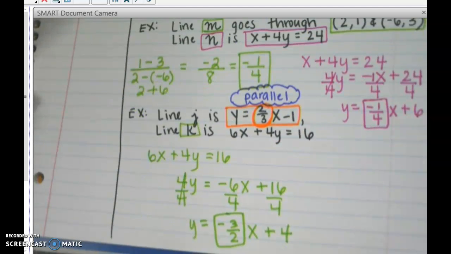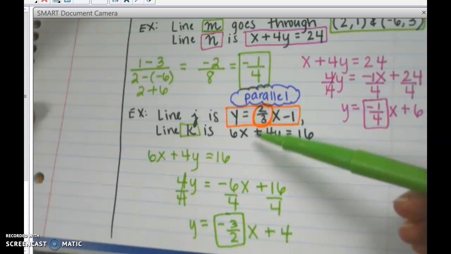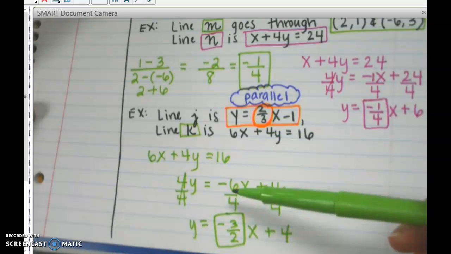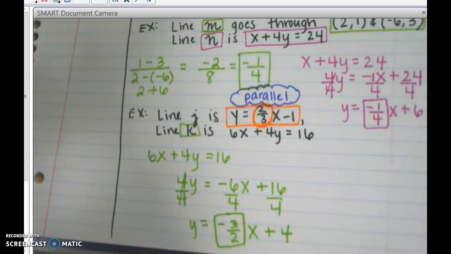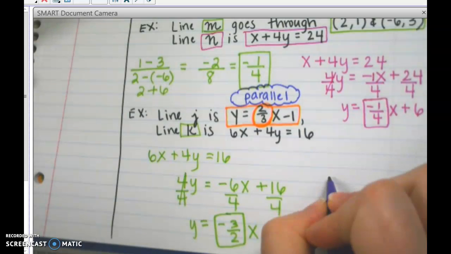Hopefully you said opposite reciprocals. One is positive, one is negative, so that's the opposite part. And it's reciprocal because the fraction flipped. So I can say that these two are perpendicular.